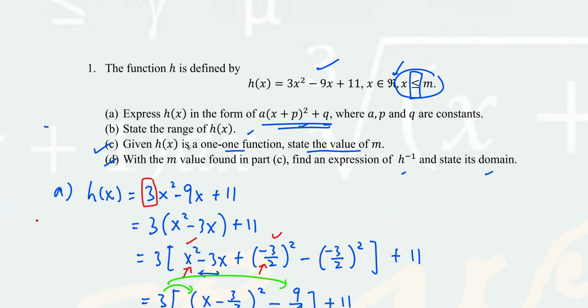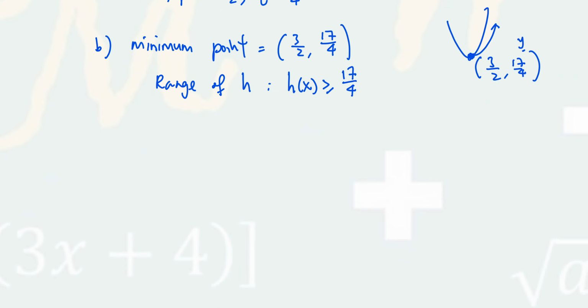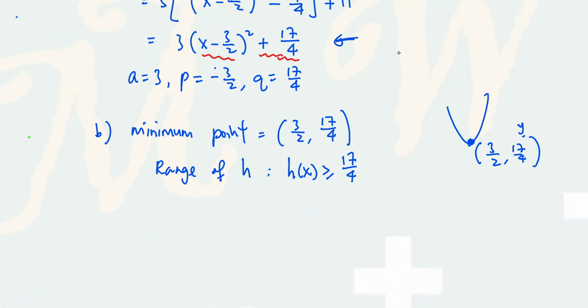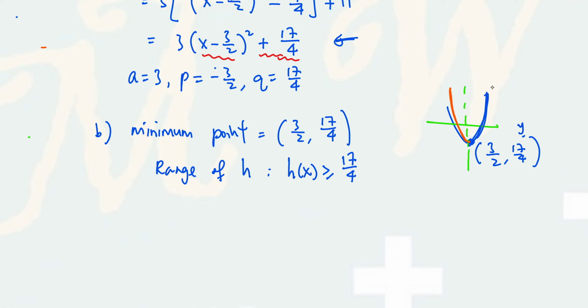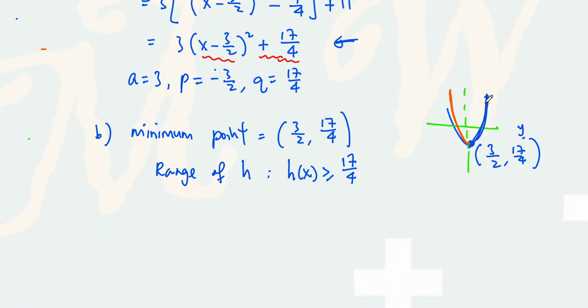Now C, given h(x) is 1-to-1 function, state the m. Okay, 1-to-1 function means, let's say I refer back to this graph, that you will only get one intersection point when you draw a horizontal line, which is parallel to the x-axis. So this happens when I will either use this part, this is my graph, or this part. That means it depends on your domain.